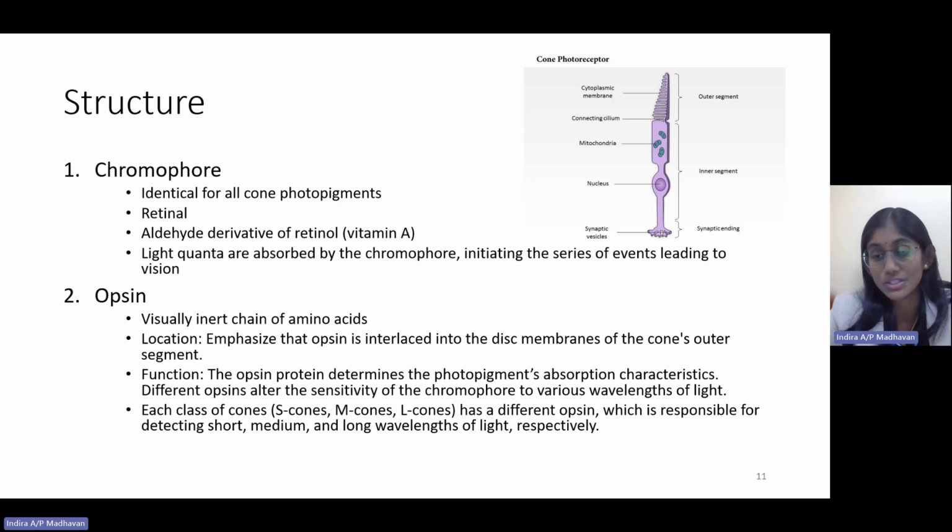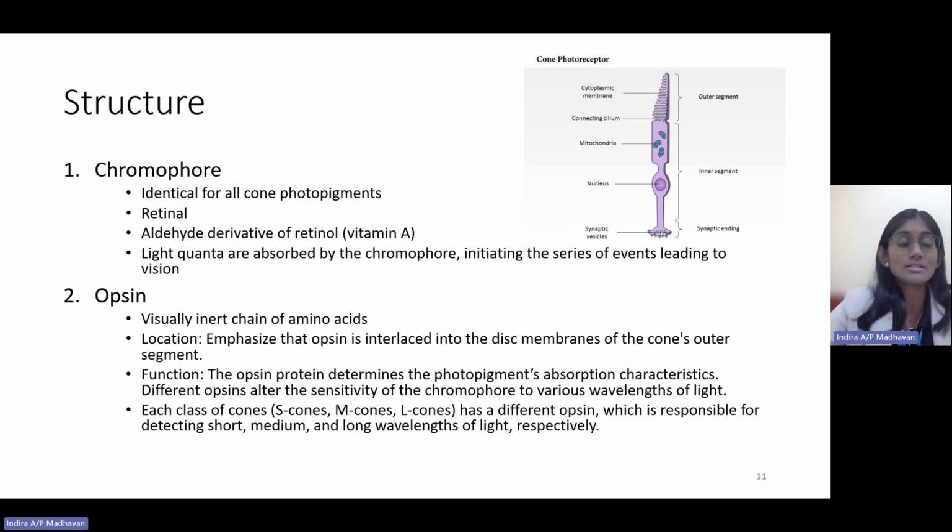Once light enters the eye and is absorbed by the photoreceptor, the first place it will enter is the chromophore. Once it hits the chromophore, the initial process of color vision will start. Only then does it go to the opsin.